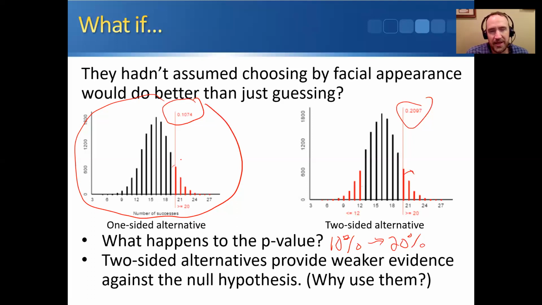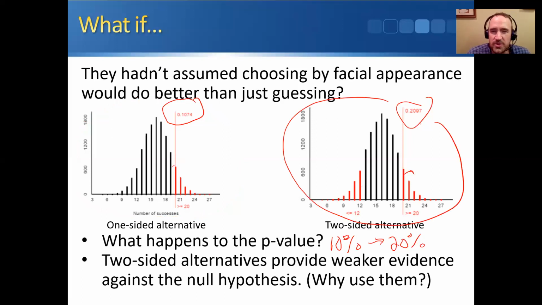On the other hand, if they came in saying, we don't know if this is going to help improve how well we predict the races or not, then really the fair thing to do is to choose the two-sided test. And so that's why it's considered the default option to do a two-sided, because you're not embedding that same assumption in there.